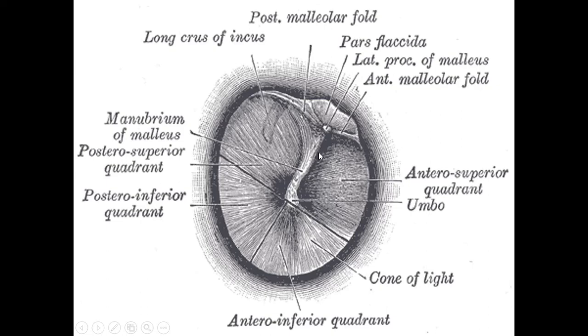How can I say that this is the tympanic membrane of the right ear? By looking at this lateral process of the malleus. If this process is on the right side, then this is the right tympanic membrane. If this process is on the left side, then this would make it the left tympanic membrane. In this case, this is the tympanic membrane of the right ear, and the cone of light is always in the anteroinferior quadrant. The lateral process also separates the anterior half of the tympanic membrane from the posterior half. So this is the anterior half, and this is the posterior half of the tympanic membrane.